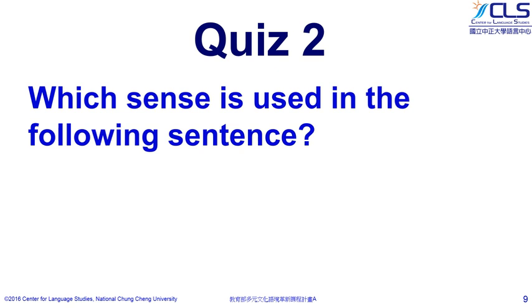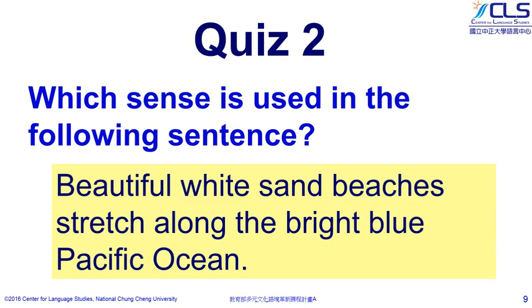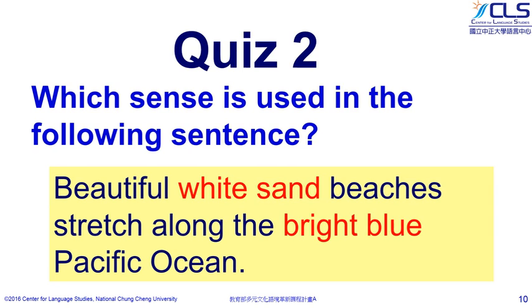Quiz 2. Read the yellow part. Which of the 5 senses is used in the following sentence? After reading the sentence, you can find white sand and bright blue, so that you know that the sight sense is used.